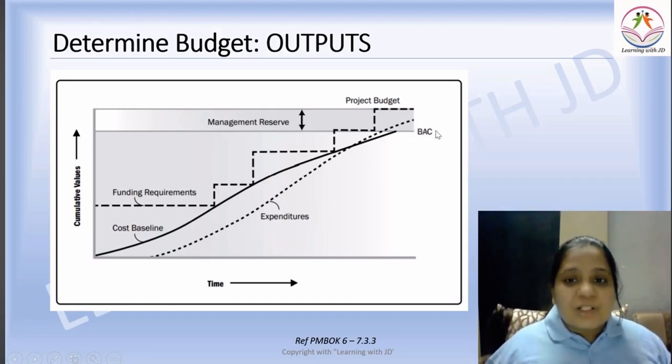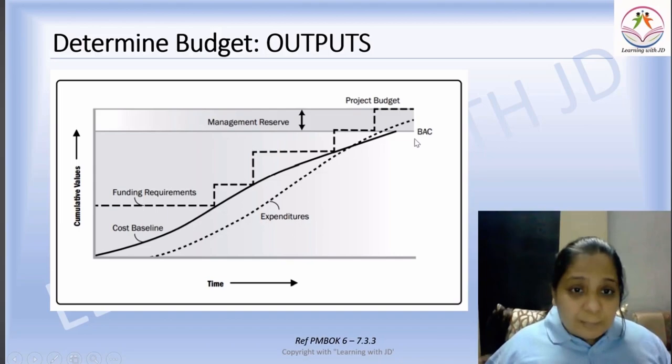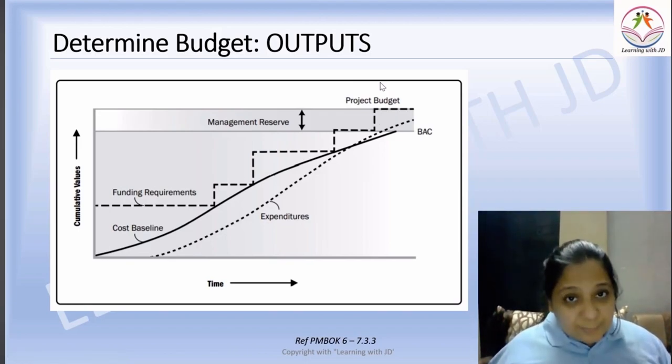BAC, budget at completion. This is something which is known as your cost baseline. How much is the budget that you will need at the time of completion of the project is the cost baseline at completion. When you add a management reserve to that, that becomes your project budget. Got that? Remember, and this is very important from all your calculation perspective also, from your understanding perspective also.